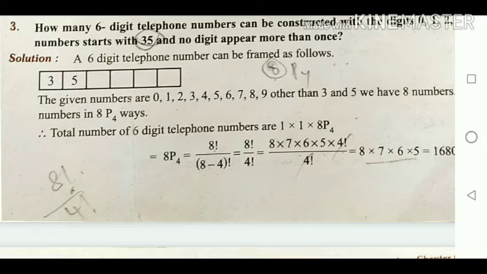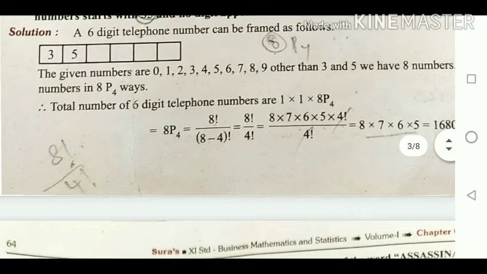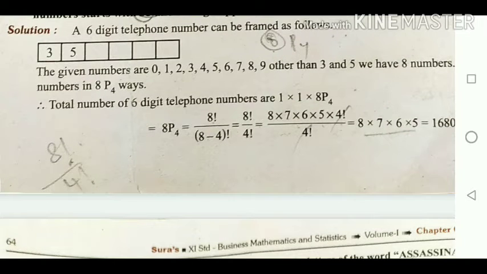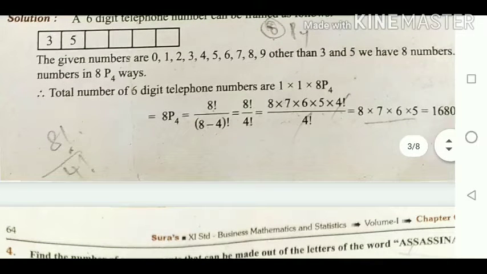We have 8 numbers remaining. In these 8 numbers we have to fill 4 places, therefore 8P4. Among these 8 numbers I am choosing only 4, therefore 8P4 ways. The total number of 6-digit telephone numbers is 1 into 1, because 3 is already there one time and 5 is there one time, and the remaining 4 places can be filled in 8P4 ways. Therefore 8 factorial divided by (8 minus 4) factorial, that is n factorial divided by (n minus r) factorial.